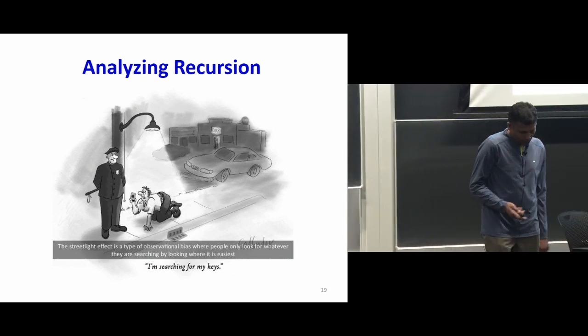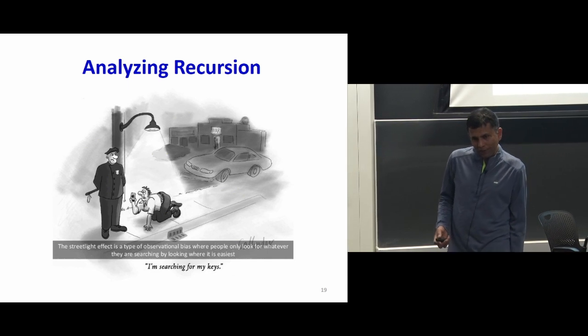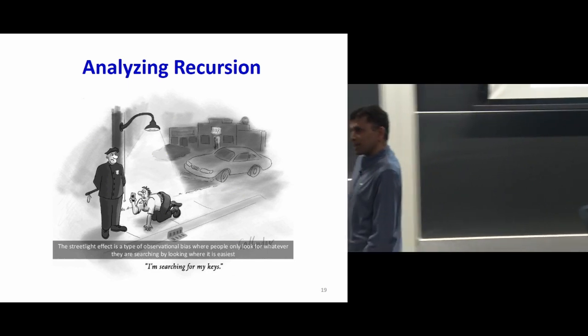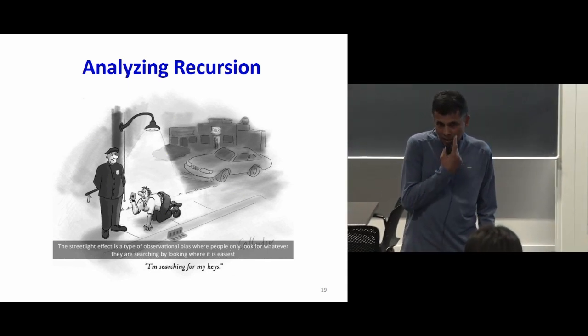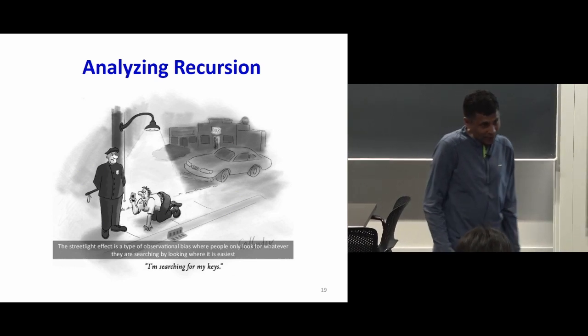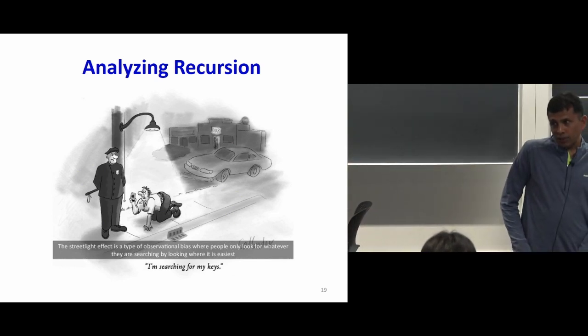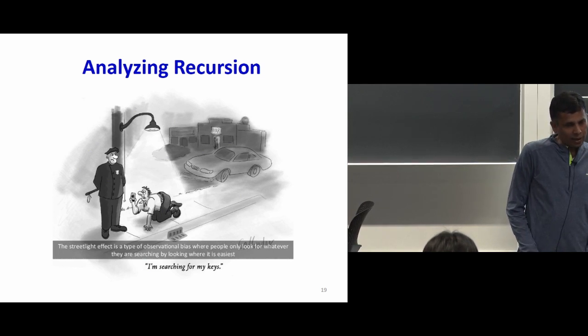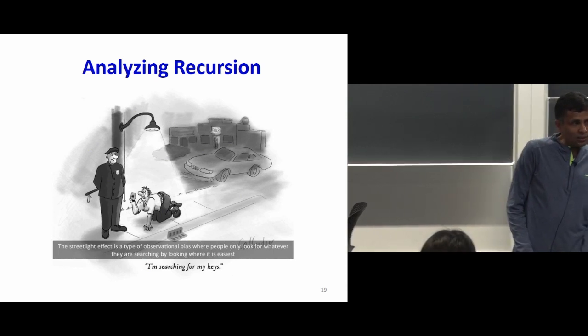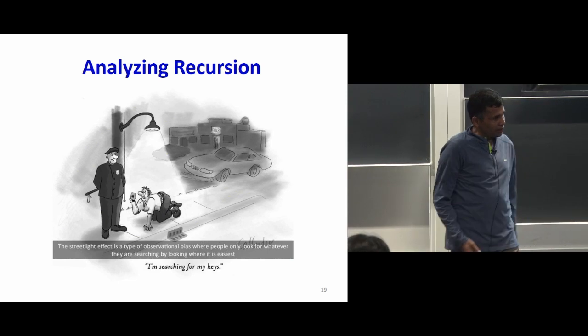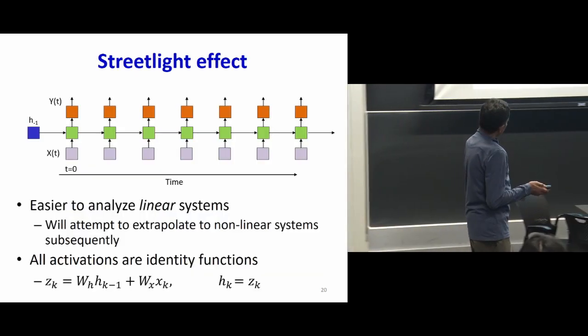we went back to our old notion of the streetlight effect. We know what we can analyze. We can analyze linear systems. So let us begin by looking at linear systems and try to extrapolate what we've determined about recurrent networks in general from what we know of linear systems.